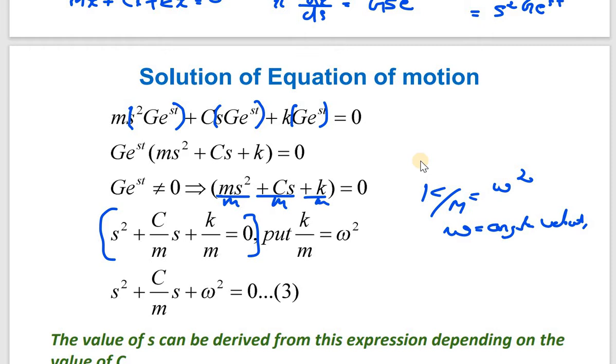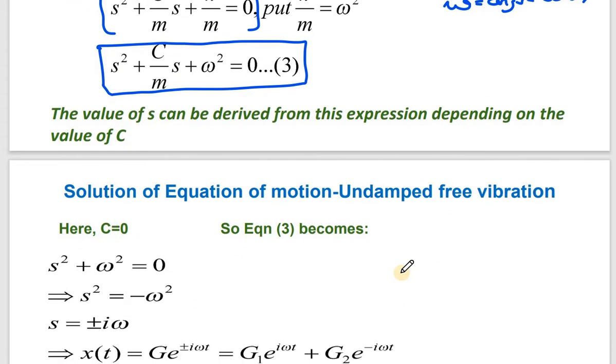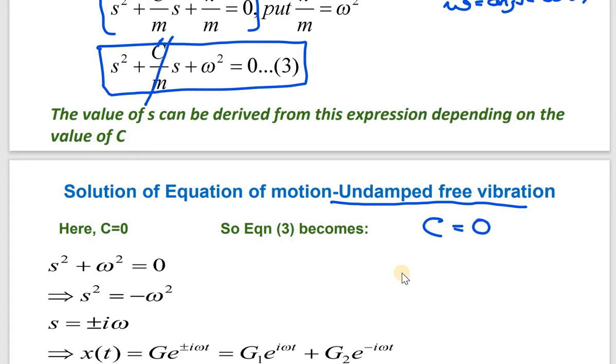Now here, instead of k by m, I am substituting omega square. So this is my general equation. But now we are mainly focusing on undamped free vibration only. Our present discussion is mainly on undamped free vibration. Undamped free vibration means the value of c is equal to 0, so in this equation the c term is 0.